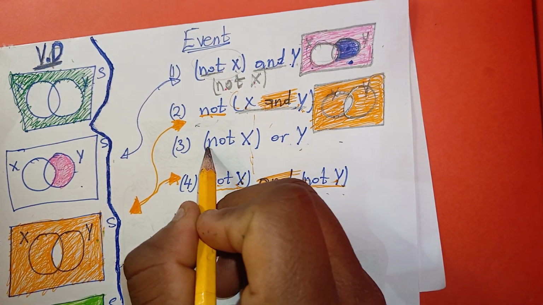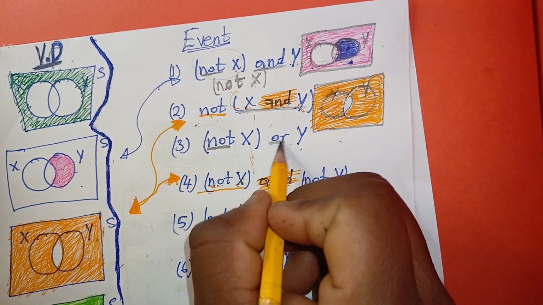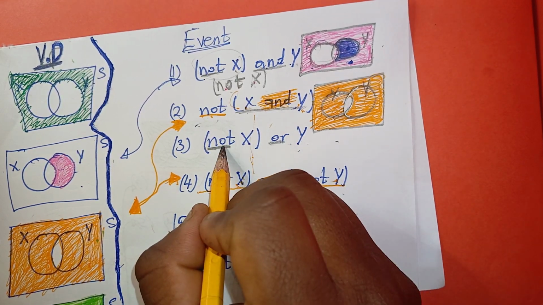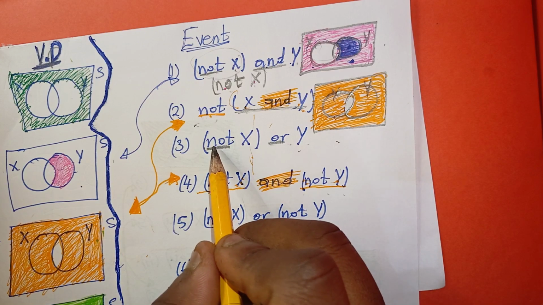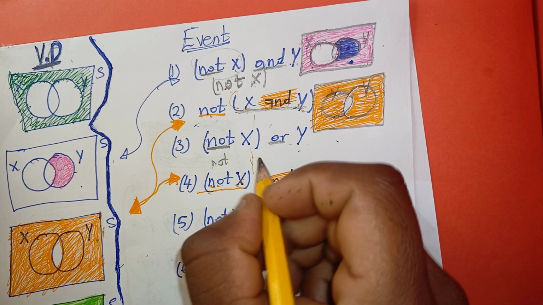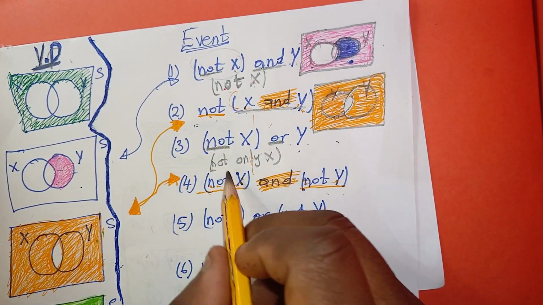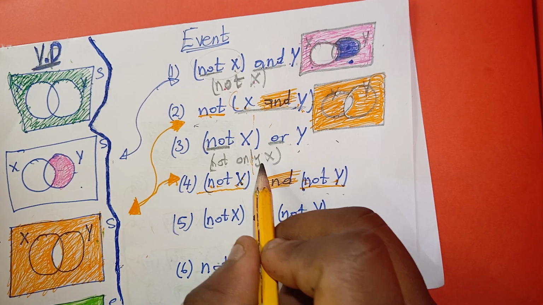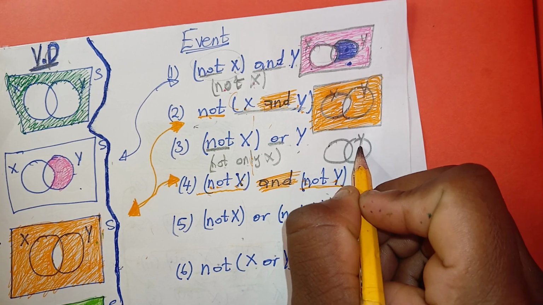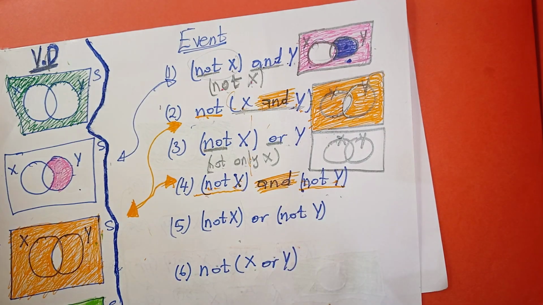Now the moment you see "not or", you should think about "not only x". This thing is saying not only x. And now when I draw the Venn diagram, up here it's y and here it's x. This one is my Venn diagram.